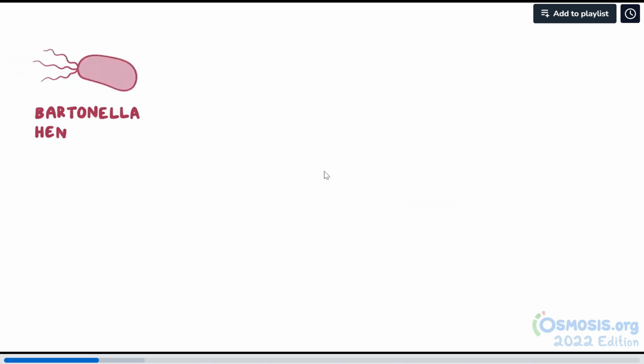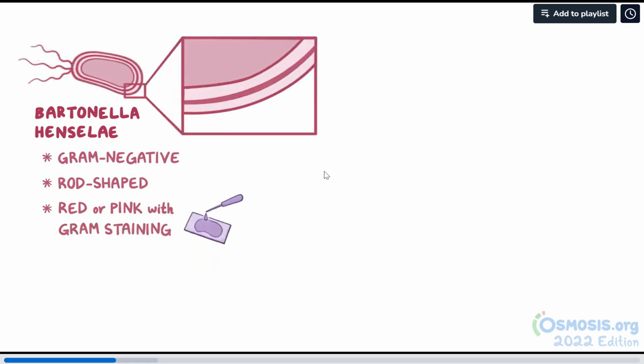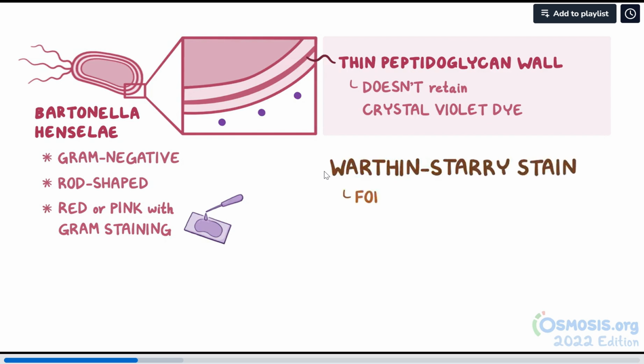Now, Bartonella henselae is a gram-negative bacillus. In other words, it's a rod-shaped bacteria that stains red or pink with gram staining. This is largely due to the fact that Bartonella henselae has a thin peptidoglycan wall that doesn't retain crystal violet dye during gram staining. Sometimes, though, it doesn't readily gram stain, so the silver nitrate-based Warthin-Starry stain is used for direct visualization.